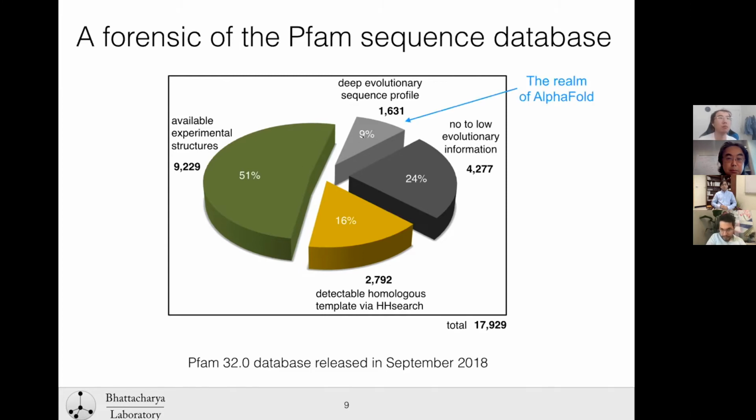And so this is the realm of AlphaFold and methods such as AlphaFold. But then there is also this 24% additional family of PFAM family sequences for which the evolutionary sequence information is either very low or does not exist at all. This corresponds to roughly 4,000 plus families. And for these, the accuracy of methods such as AlphaFold is rather low. And so this is beyond the scope of methods such as AlphaFold currently.